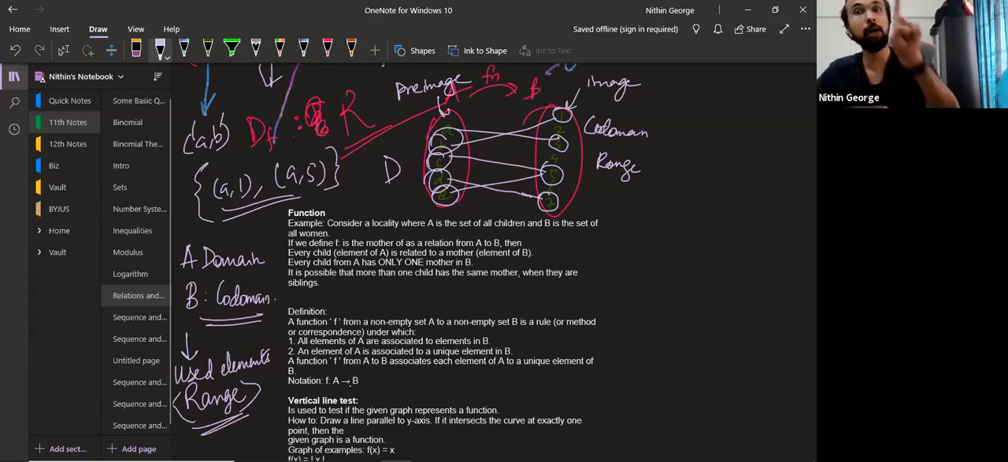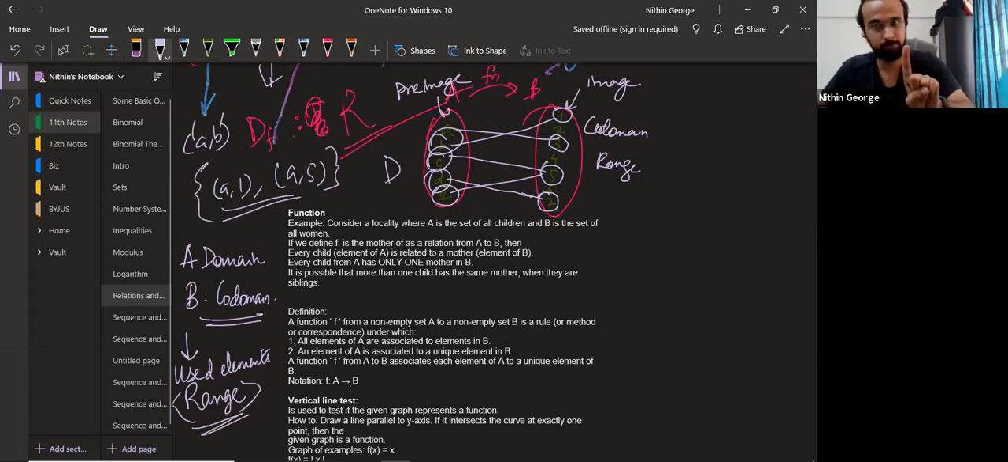It means it should point to an element, not 2 elements, not 3 elements. It should point to a unique element. So instead of unique, you can think exactly one element in B. Okay, all right. So this is how you define a function.